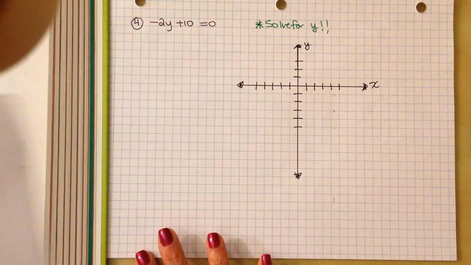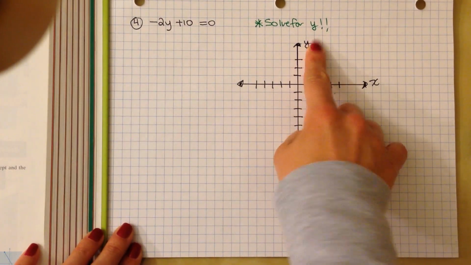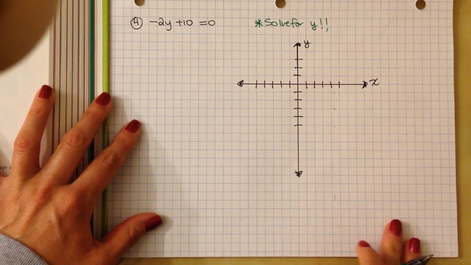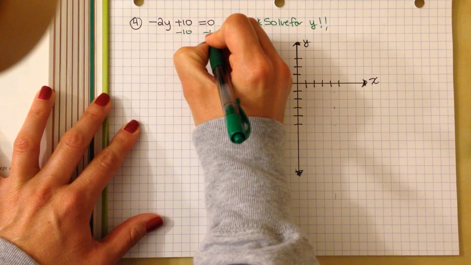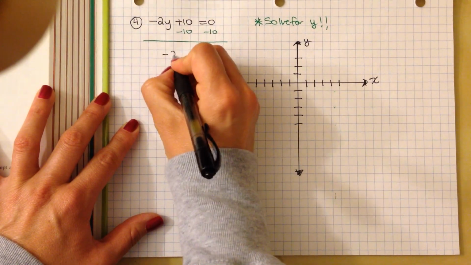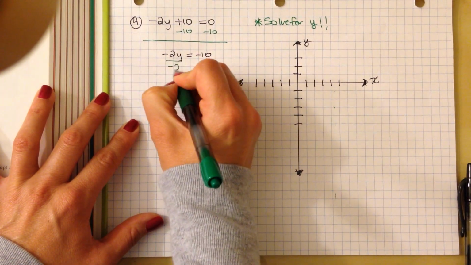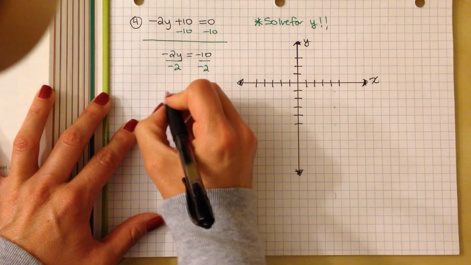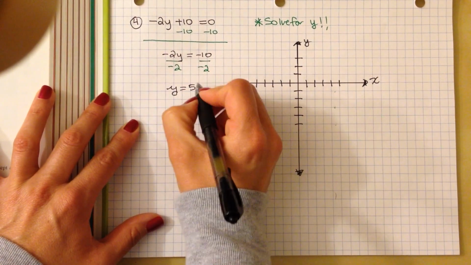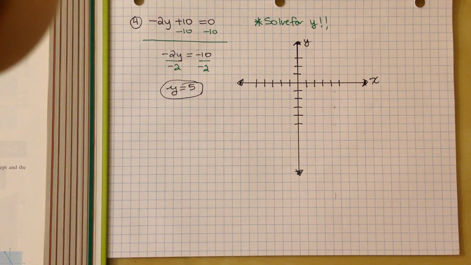Example 4, last example. We have an equation that contains just y. All right, so I have to solve for y. All right, so let's do that. The first step, -10, which gives us -2y equal to -10, and divide by -2. Y is equal to 5. Okay, this is my equation that I need to graph. So y is equal to 5. That needs to go on the y-axis.